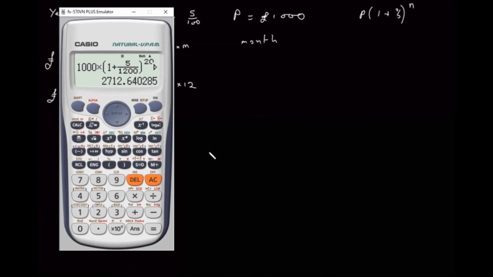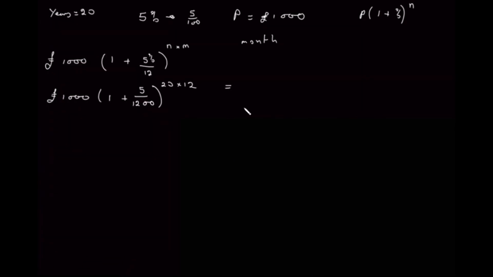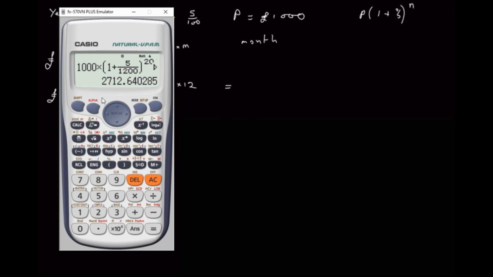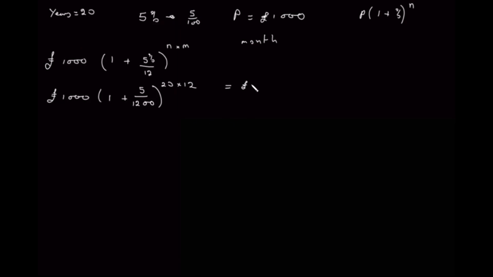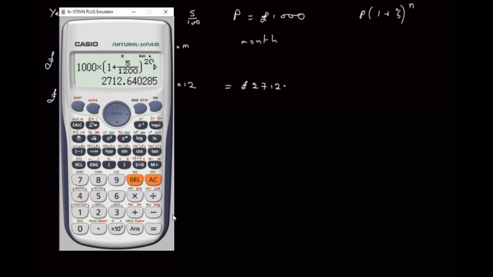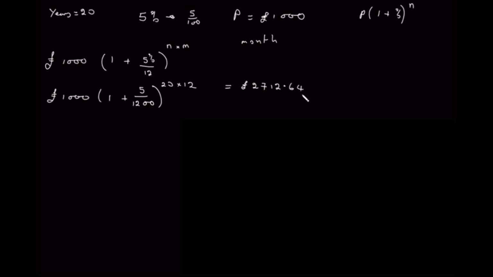Okay, so this equals, and I should have looked at it, 2712, decimal point, rounding, 1, 2. The cutoff is between the 4 and the 0. The 0 is less than 5, so we do not round up the 4, so it's 64. Okay, that's that one.